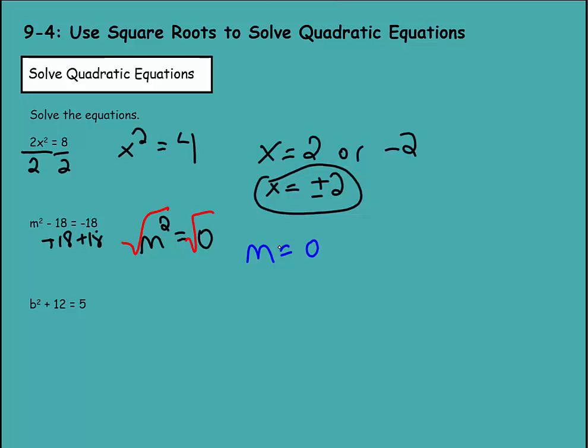Only one solution. Here I have b squared plus 12 equals 5. If I subtract 12 from both sides, that would give me b squared on the left equaling 5 minus 12, which is negative 7. If I square root both sides, I'll realize that no number times itself could equal negative 7, because you need a positive and a negative to equal negative 7. So this would have to be no solution.